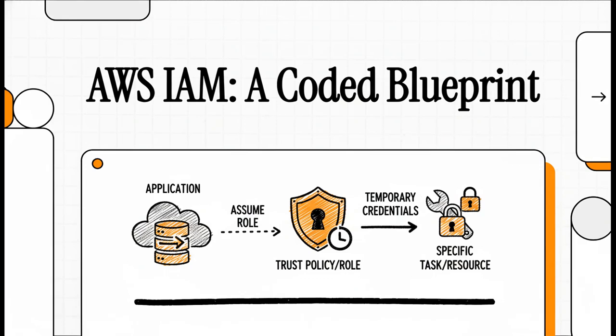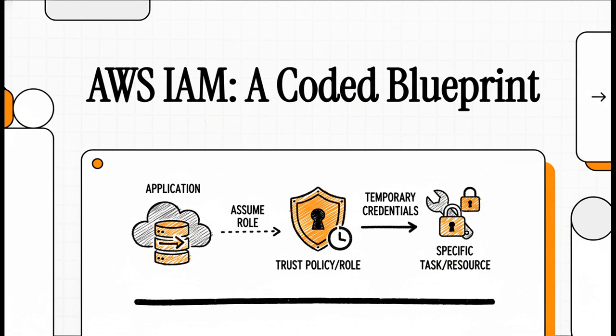Hey everyone, welcome. If you're building on AWS, you've definitely run into this problem. How do you manage access securely, but with code, not a bunch of clicks in the console? Well, today, we're going to build a complete automated blueprint for granting temporary, secure permissions right from scratch.